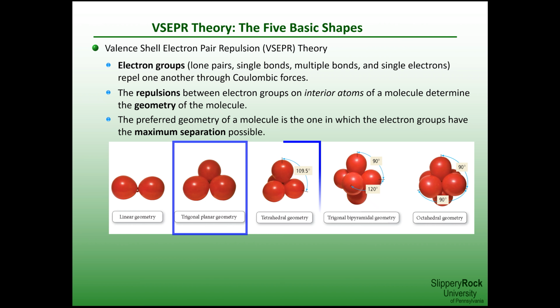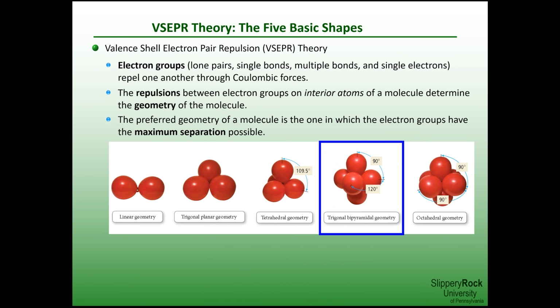4 electron groups arrange themselves into a tetrahedral geometry with bond angles of about 109.5 degrees, which provides a maximum separation in 3 dimensions. When there are 5 electron groups, the geometry becomes trigonal bipyramidal, featuring 90-degree and 120-degree angles, while 6 electron groups lead to an octahedral geometry with 90-degree angles between adjacent groups.